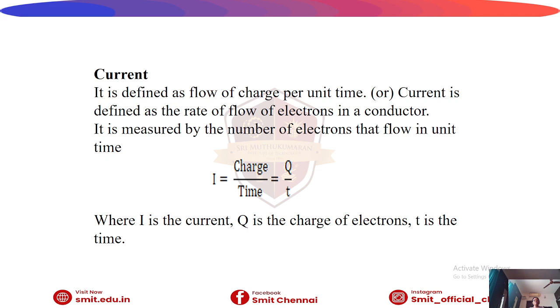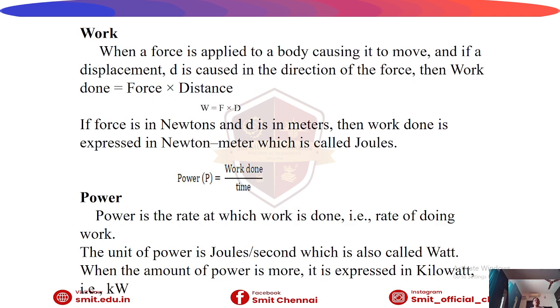Next, current. Current is defined as flow of charge per unit time, or it can also be defined as the rate of flow of electrons in a conductor. It is measured by the number of electrons that flow in a unit time. So I is given by charge by time, that is Q by T, where I is current, Q is charge of electrons and T is the time.